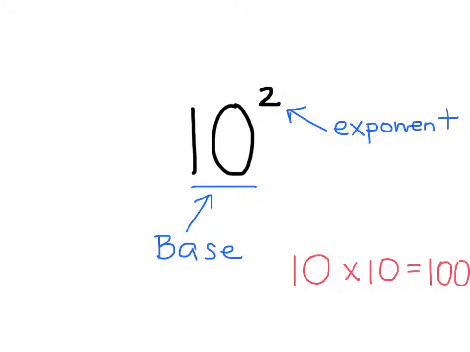Please take note that this is very different from 10 times 2, which is 20. That is not what we're referring to when we talk about exponential notation. This 2 means that we are raising the base to the power of 2, meaning that we're multiplying the base as many times as the exponent.